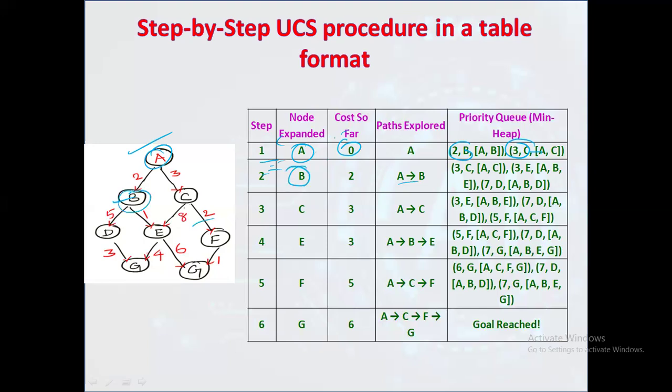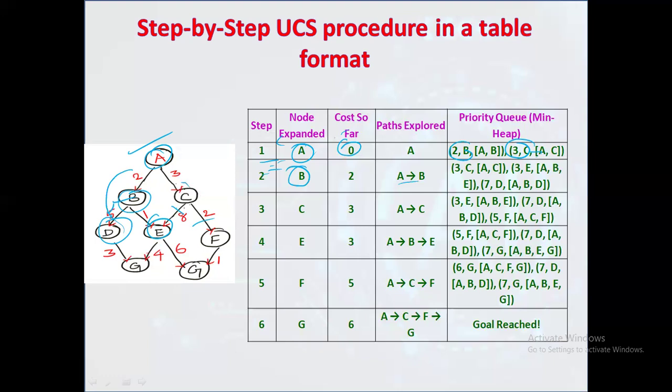In this second step, since B, with cost 2, is the lowest cost, it is expanded first and it adds D. What is the cost? 2 plus 5, 7. So it adds D with cost 7 and E with cost 3 to the queue.